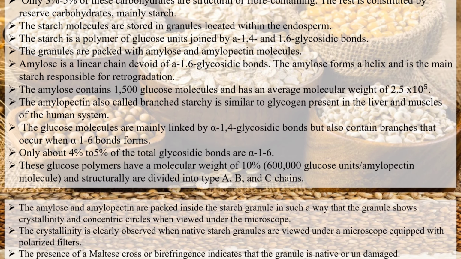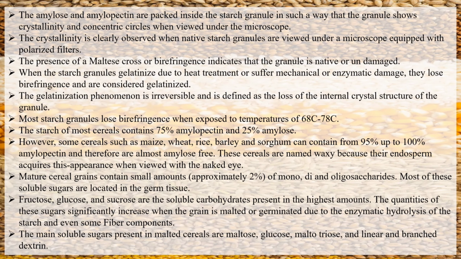B, and C chains. The amylose and amylopectin are packed inside the starch granule in such a way that the granule shows crystallinity and concentric circles when viewed under the microscope. The crystallinity is clearly observed when native starch granules are viewed under a microscope equipped with polarized filters. The presence of a Maltese cross or birefringence indicates that the granule is native or undamaged.